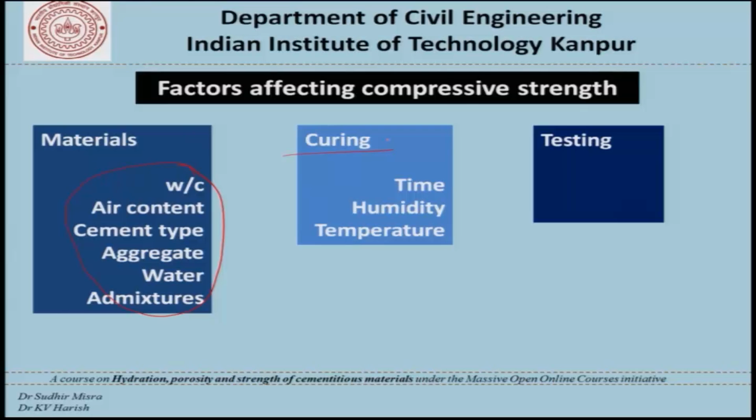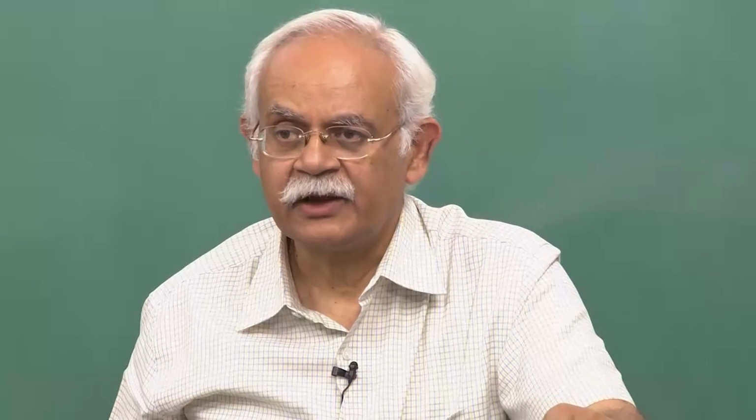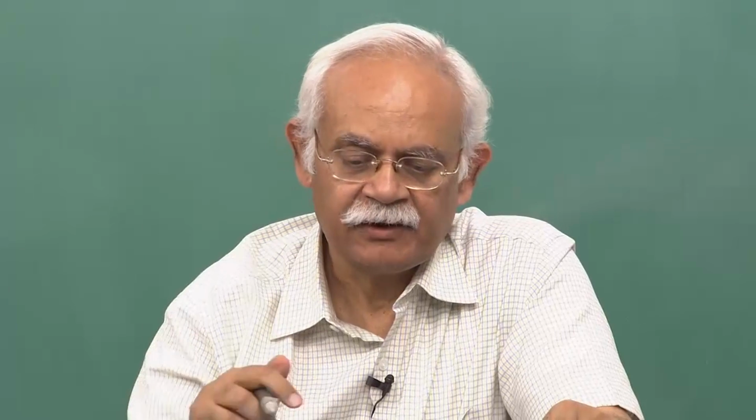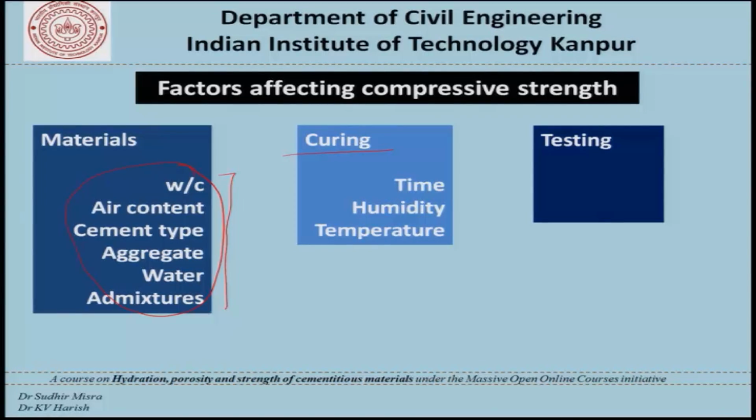Then there is the temperature, whether the concrete was cured at high temperature or low temperature and so on. So this combination of time, temperature and humidity is really the composite effect of the environment on the kind of compressive strength that we can get from a concrete made with a given set of materials. The story does not stop there.